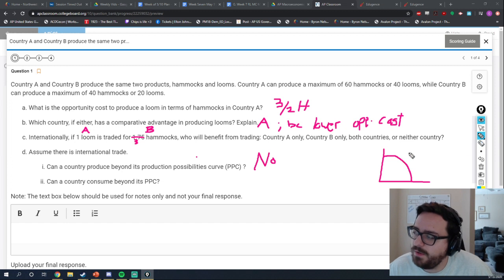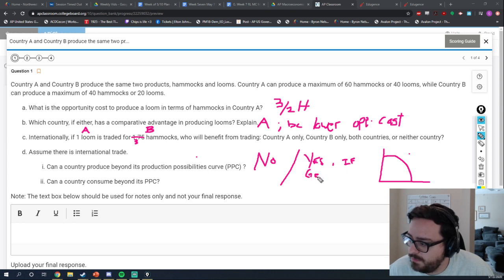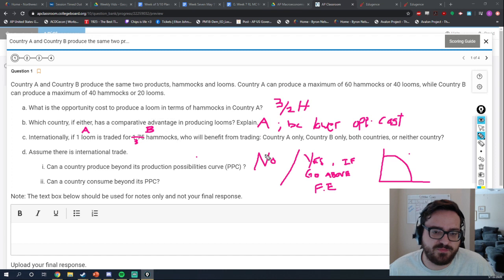Now, you could argue, hey, Mr. McRitchie, wouldn't this also represent like an inflationary gap? Couldn't they possibly produce that if they overused their resources or if they went beyond full employment? The answer to that is yes. So, yes, if they go above full employment. So really there's 2 answers. The easiest answer is just to put no, because like not really.